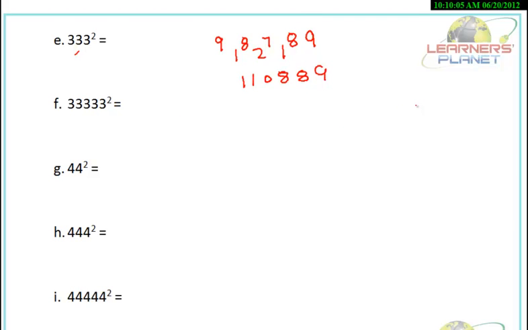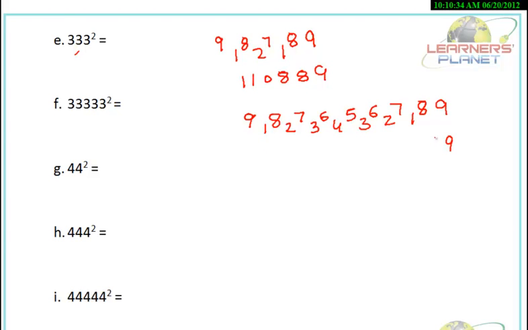Now, what's here? It's 9. 9 2's are 18. 9 3's are 27. 9 4's are 36. 9 5's are 45. Then again 36, 27, 18, and 9.